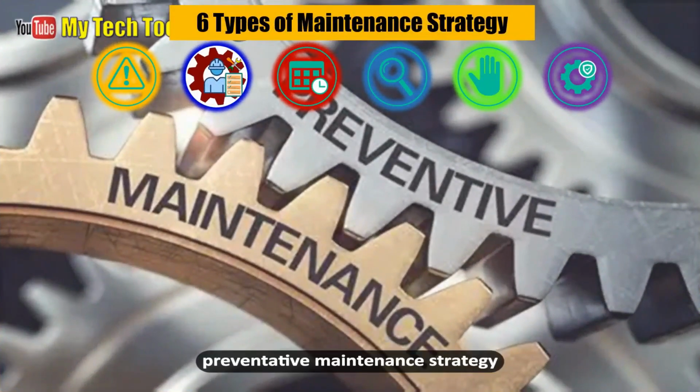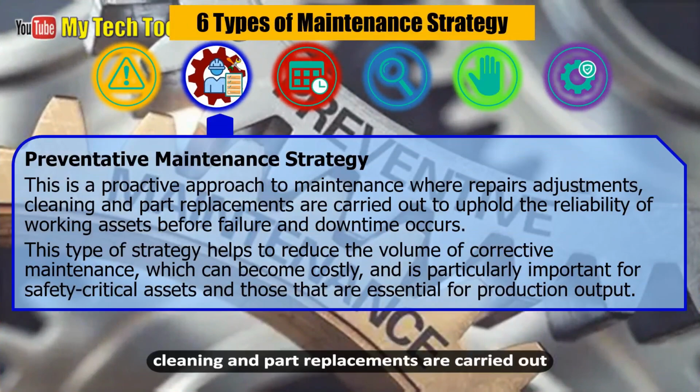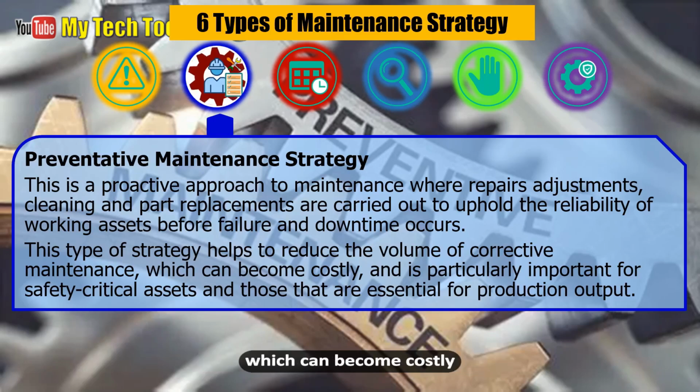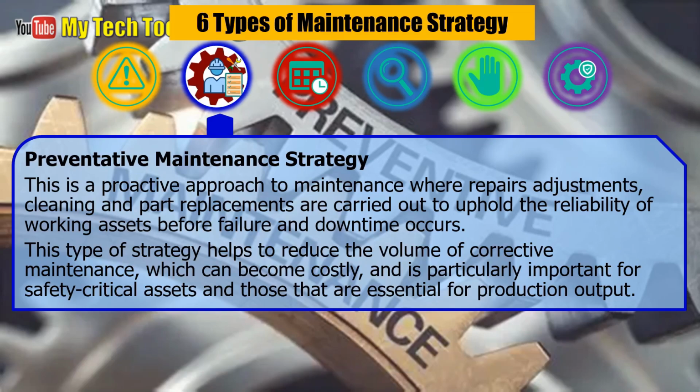Preventative maintenance strategy is a proactive approach to maintenance where repairs, adjustments, cleaning, and part replacements are carried out to uphold the reliability of working assets before failure and downtime occur. This type of strategy helps to reduce the volume of corrective maintenance, which can become costly, and is particularly important for safety-critical assets and those that are essential for production output.